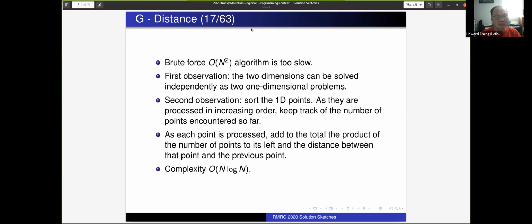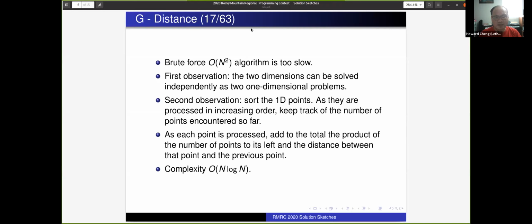dimensions separately and solve them completely independently of each other. So you don't even have to worry about the two-dimensional problem. You can actually just look at the list of street numbers and then the list of avenue numbers and solve them both separately and then add up the results. So then how do you solve the 1D problem?